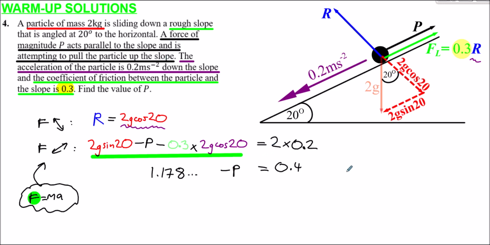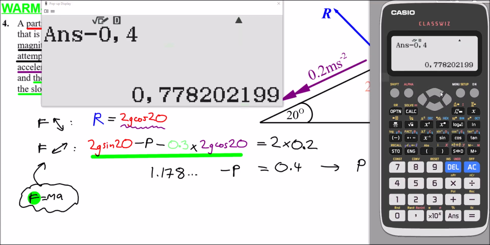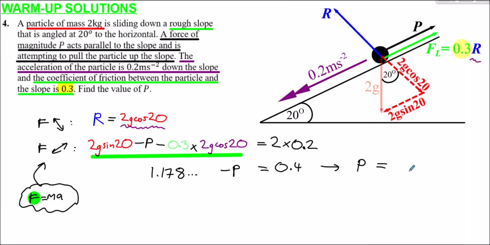So by rearranging this, basically subtracting 0.4 from both sides, then adding P or whatever you want to do, I'm going to see now that P is going to be this 1.178 minus 0.4. So minus 0.4, P must be 0.778 to 3 significant figures. Newtons, really, we should say, because this is in kilograms, acceleration's in meters per second squared. So it's going to come out in SI units. The SI unit of force is the Newton.